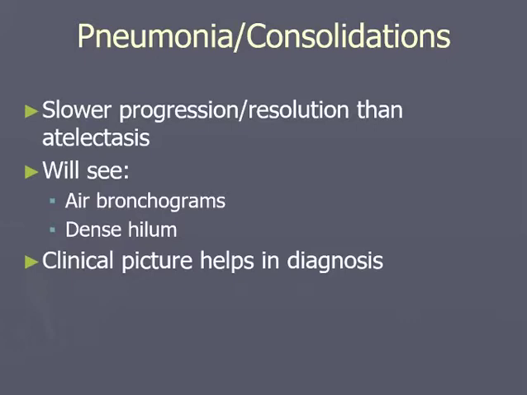You will see air bronchograms. You may also see a dense hilum, the tissue that is between the breastbone. That's where our lymph nodes accumulate, and as they get filled with infectious material, it will become dense. Now, a clinical picture will also help in this diagnosis. For example, if they have a high WBC count, if you have an H&P, that is indicative of an infectious process. That will also help to determine if they have a pneumonia.